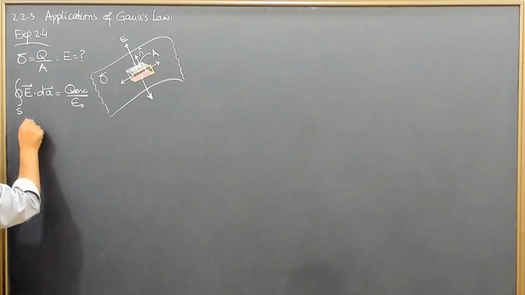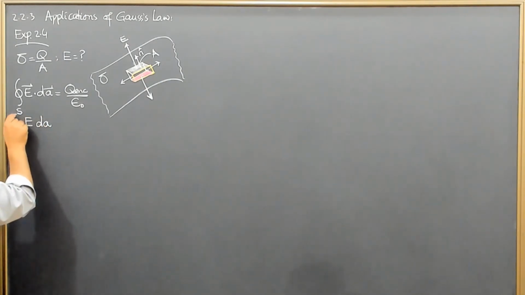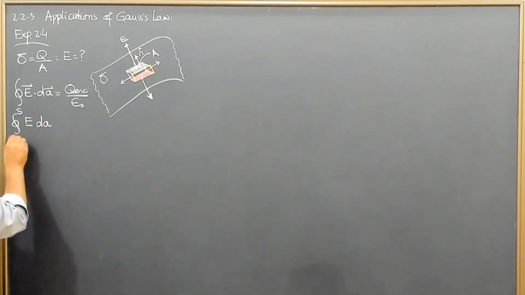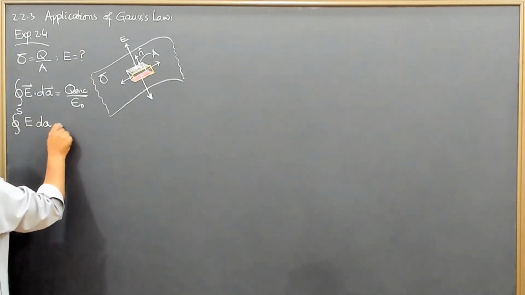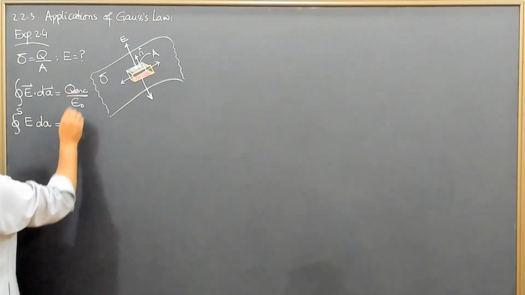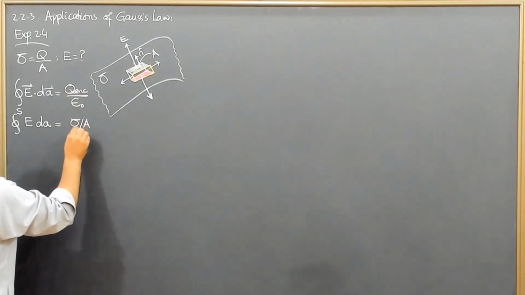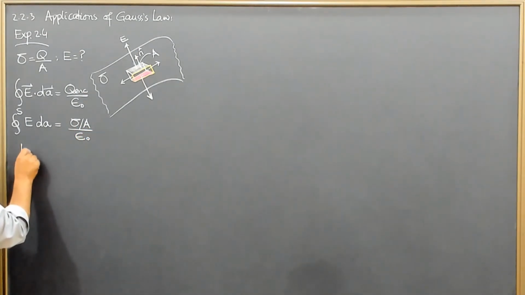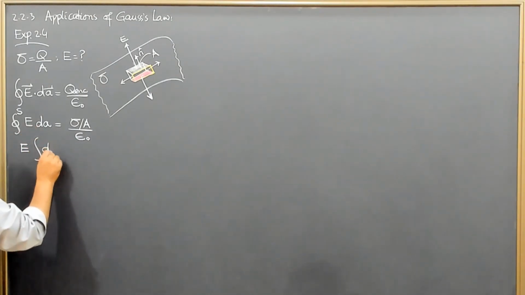So this will be equal to E and dA, they are in the same direction, and cos of this will be equal to 0. So this is equal to the surface, so I will write EdA, and here the charge enclosed is equal to sigma over area here and epsilon naught here. Now this is E, we are not integrating on this one, and we will have the area here.